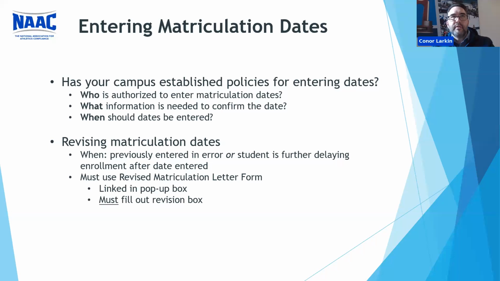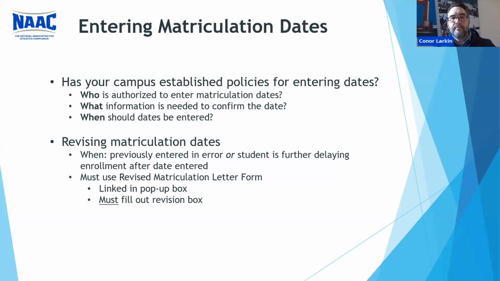Or let's say you're in a scenario where the student was going to enroll in fall of 23, and you've entered a matriculation date saying the student was going to enroll full-time initially on August 28th, and then the student, for whatever reason, they couldn't get admitted, for instance, or they decide to delay further, and the student is now going to enroll in the winter-spring 24 term. You would then need to revise those dates, and to do this, you would need to submit a revised matriculation letter.